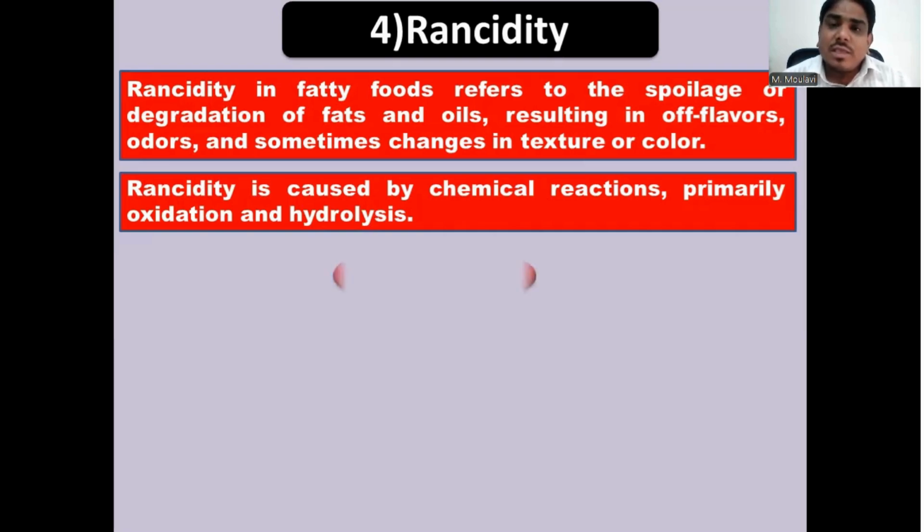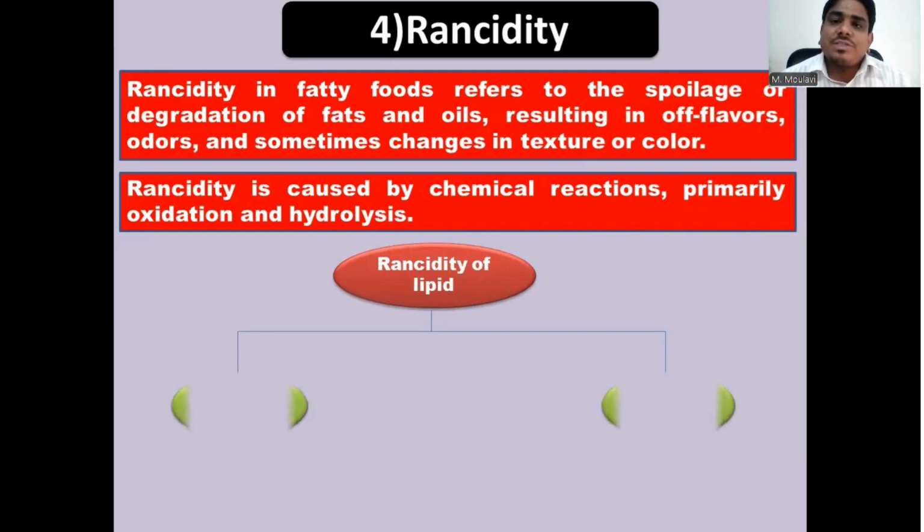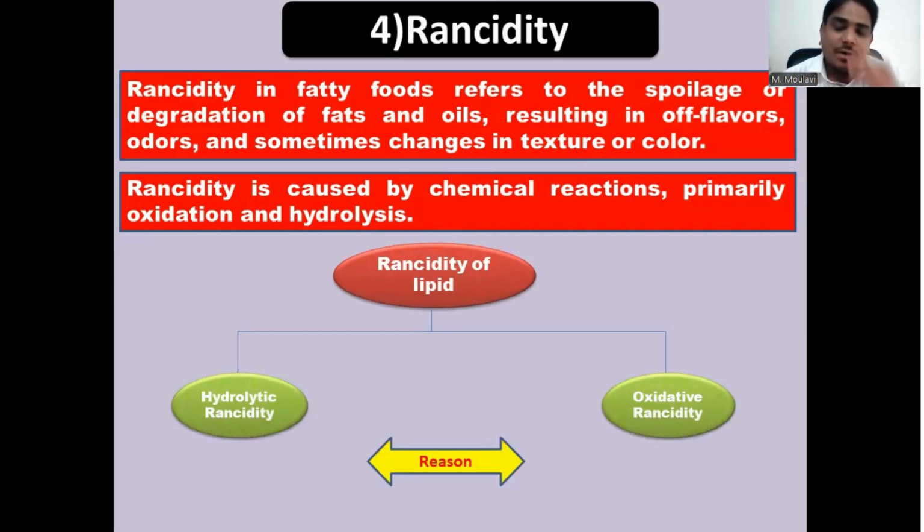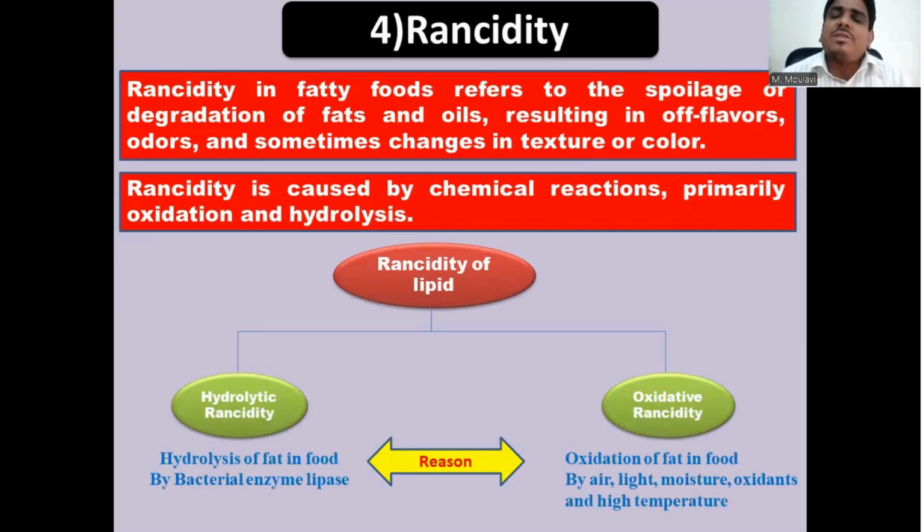So depending on the chemical change happening in the lipid, rancidity is of two types. The first type is hydrolytic rancidity and the second type is oxidative rancidity. The reason for hydrolytic rancidity is the hydrolysis of fats in the food material by the bacterial enzyme lipase, while oxidative rancidity of the food material is due to the oxidation of the food material by air, light, oxidants, moisture, and high temperature.